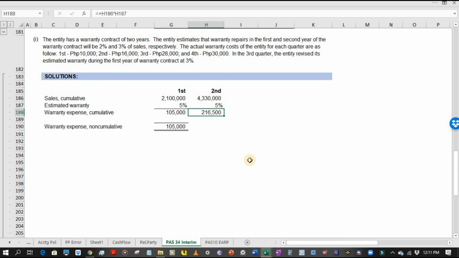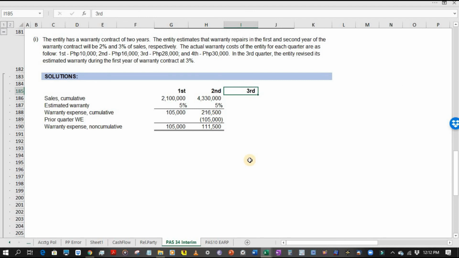And so we are going to prepare the second quarter income statement, which is the non-cumulative, which only covers 3 months from April to June. We are going to deduct the 105,000 pesos, which is the prior quarter warranty expense, which is already included in the 216,500 pesos. And the remainder will be the warranty expense to be recognized for the second quarter, which is 111,500. And again, this amount will appear in the second quarter income statement, which will cover the operations from April to June. Then let's proceed to the third quarter.